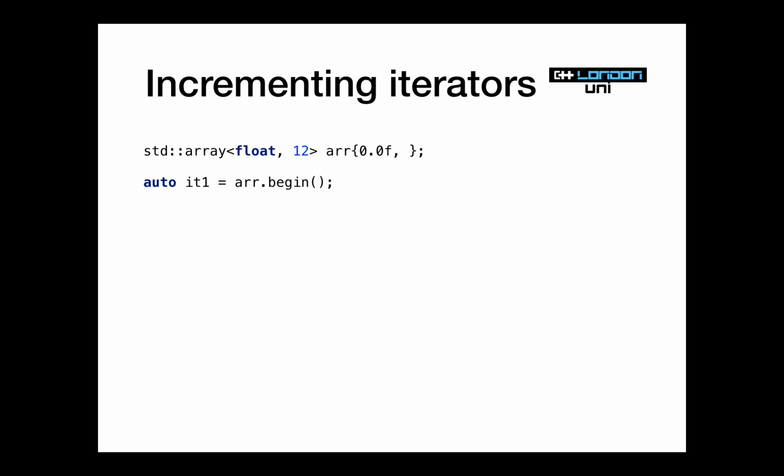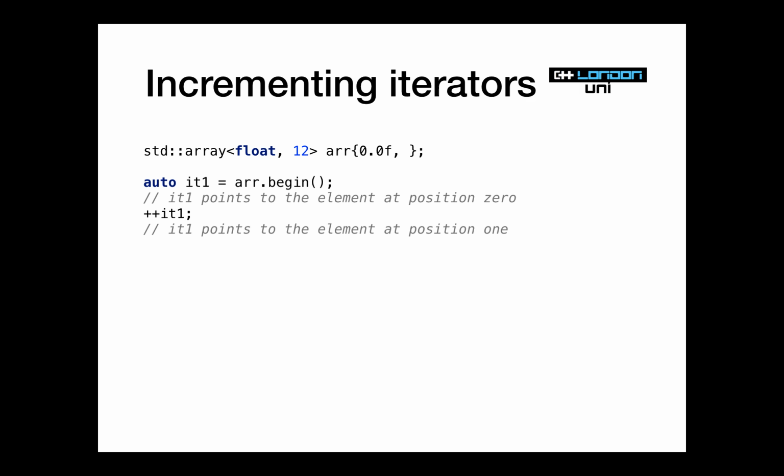And then just as we did before, we obtain an iterator to the start of the container. It1 points to the element at position 0 in this array. You actually don't need any of this bit. I got persuaded to add it, and then we found out that it's actually unnecessary. So here, when we create it, it1 points to the element at position 0. And then we call ++it1. And having done this, we've modified it1, and it now points to the element at position 1.